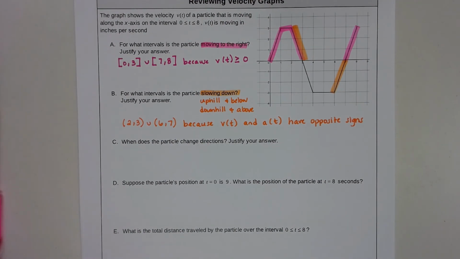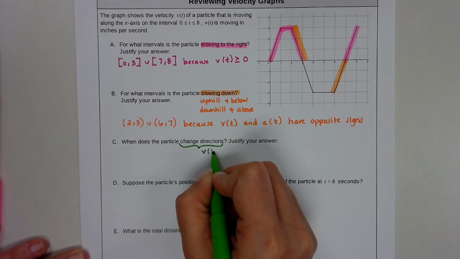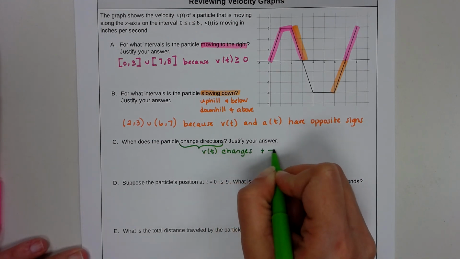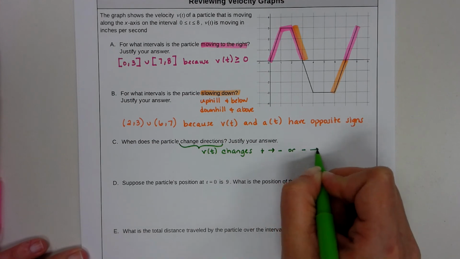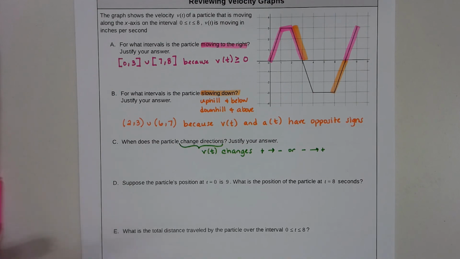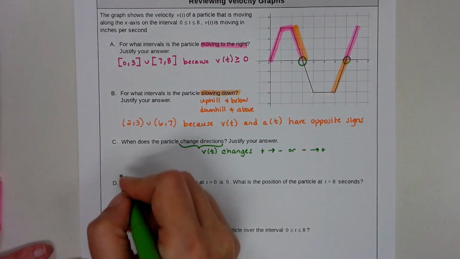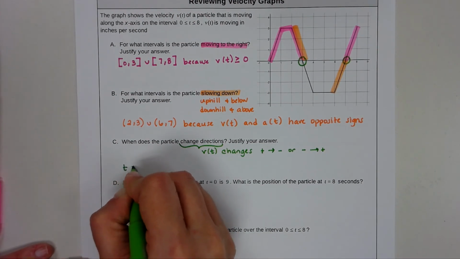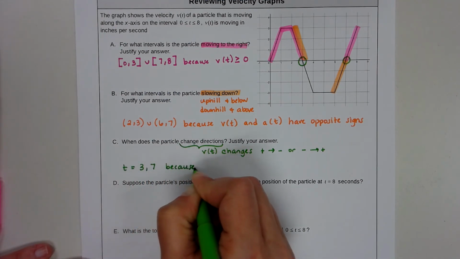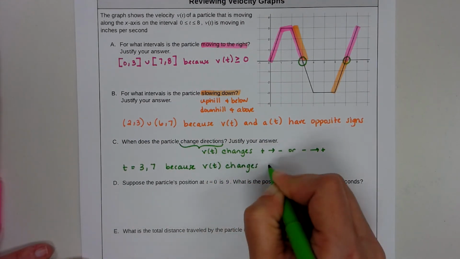Next, we're going to be looking at where the particle changes directions. So changes directions means velocity changes from positive to negative or from negative to positive. Now that's going to happen at places where the graph switches from above to below or below to above. So in this graph, it would be here and it would be here. I would say my particle changes directions at t equals 3 and t equals 7 because v of t changes signs.